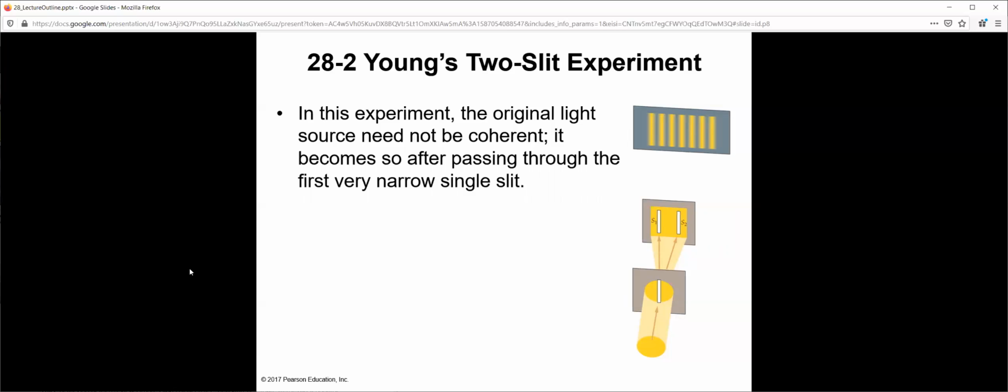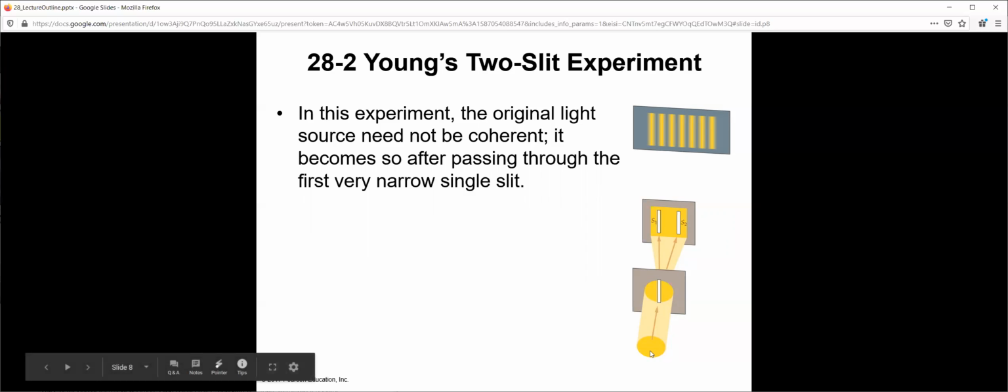So we can see this idea work in practice with Young's two-slit experiment. In this experiment, the original light source need not be coherent. It becomes so after passing through the first very narrow single slit, which is shown here. So you have a light source down below. It passes through one slit, which essentially blocks out all the other light, giving you a coherent light source at that first slit. And that light then travels into these two slits, creating this pattern shown on the back wall here.